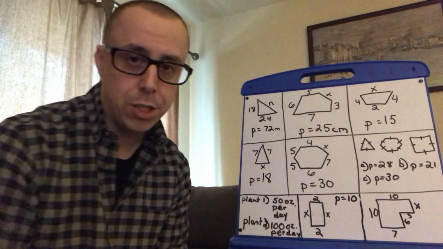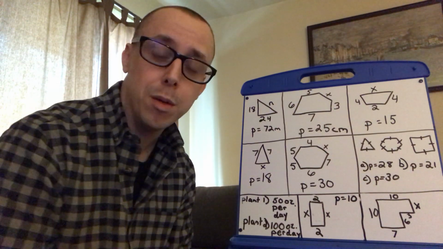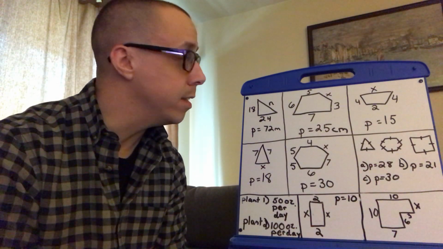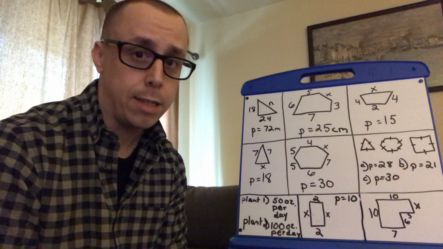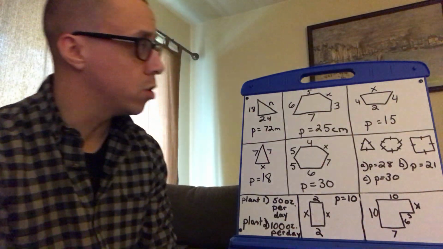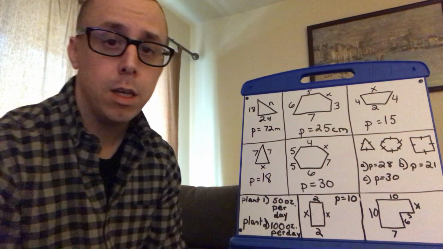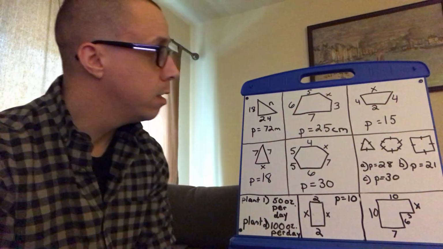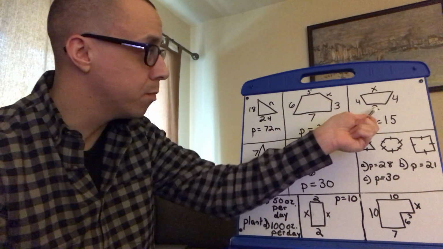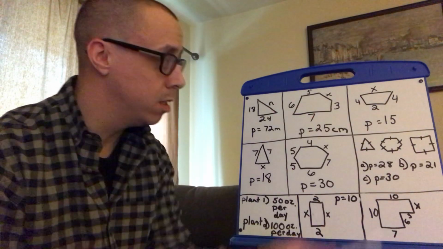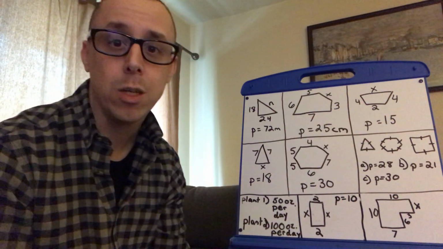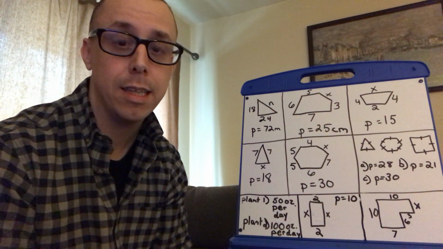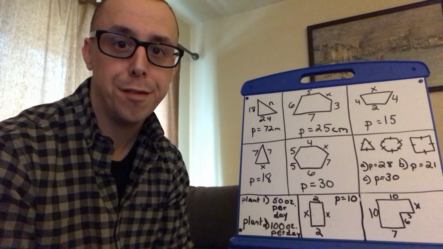Here, moving on to our next shape, it is a quadrilateral, but more specifically, it is a trapezoid. Okay, it's not a parallelogram, it is a trapezoid. So we're given the total again. Perimeter equals 15. We have 4 and 4, 8, plus 2 is 10. 15 minus 10 equals 5. So here the missing length, x, equals 5.